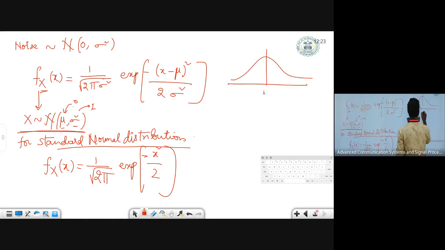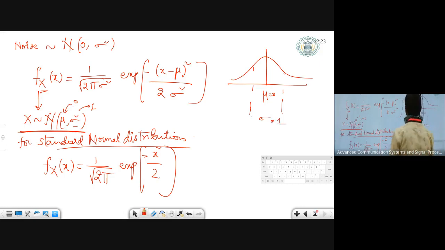So here this will be mu, and the spread somewhere over here will be giving you the sigma square. Or if you want to have only deviation, the standard deviation, you can have it as sigma. Now, if you would like to have the standard normal distribution, this mu goes to 0 and this one goes to 1. That's nothing more than that.